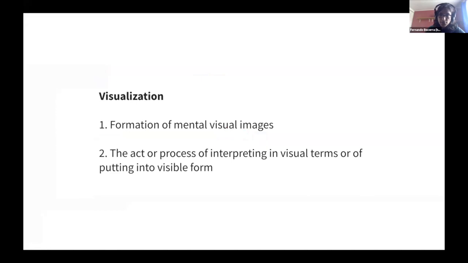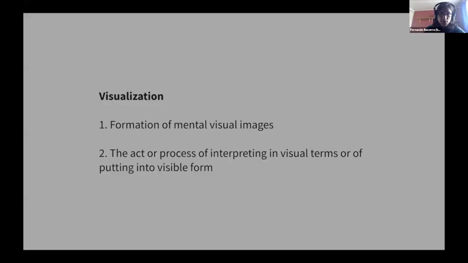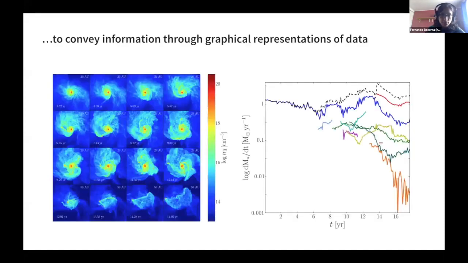This is the definition. So what is visualization? Visualization is the formation of mental visual images. The one that we use more often is the second one. It is the act or process of interpreting in visual terms, or of putting into visible form what is usually data. The whole point of data visualization is to convey information through graphical representations of data.